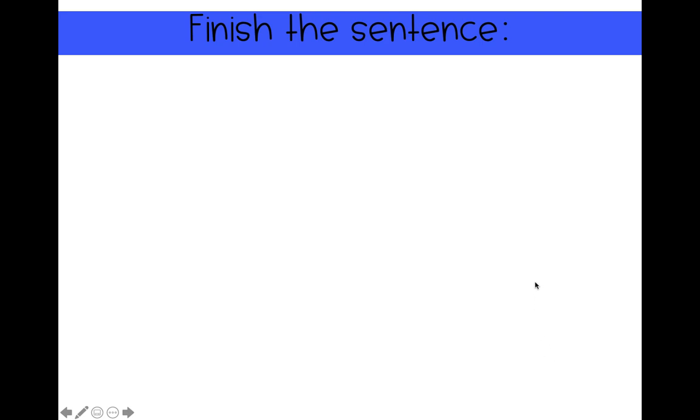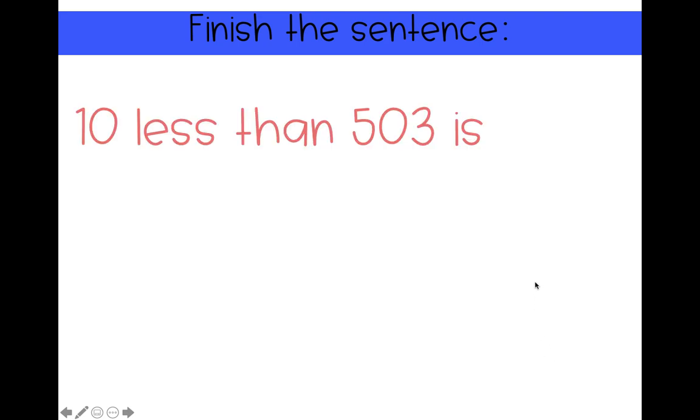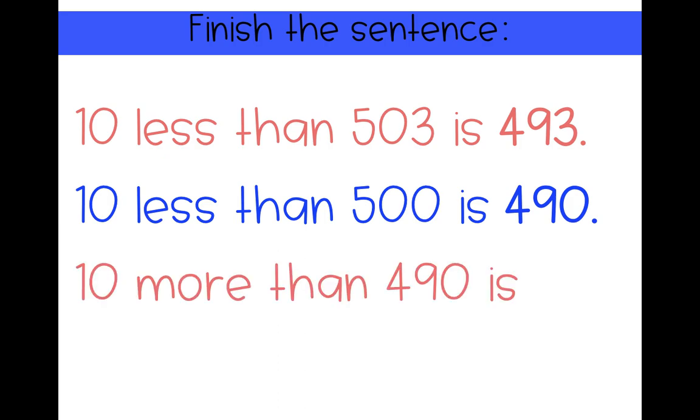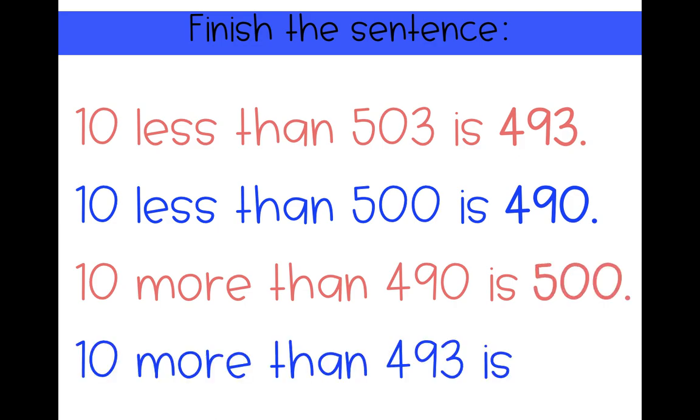Let's finish these sentences together. 10 less than 503 is 493. 10 less than 500 is 490. 10 more than 490 is 500. And 10 more than 493 is 503.